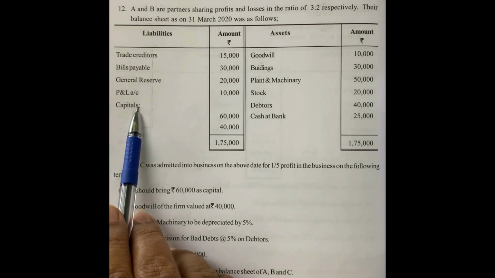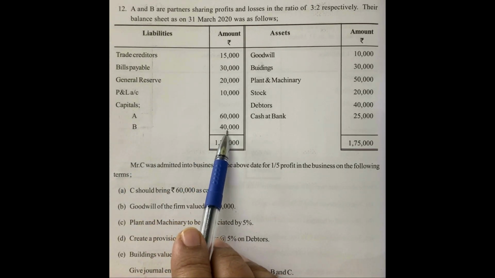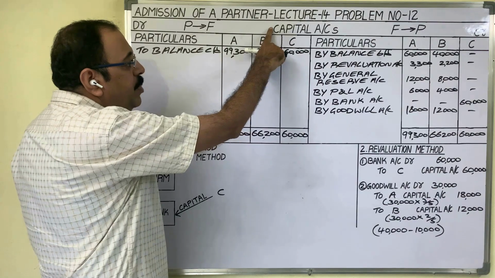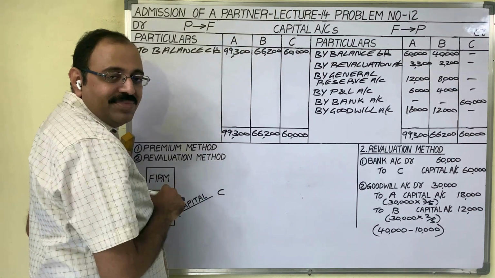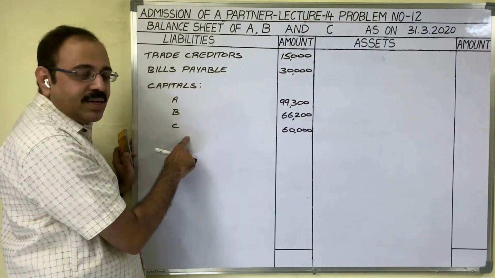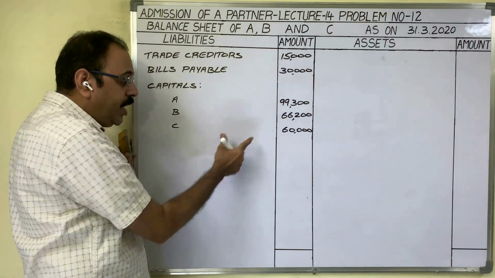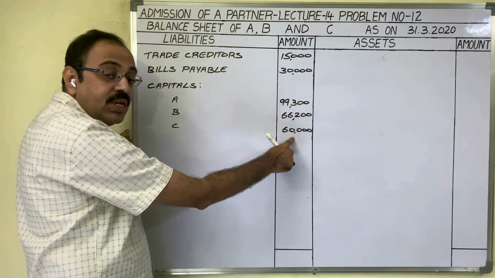There is no extra liability here. Therefore, finally we have to show the capitals of all the three partners. Don't show these amounts 60,000, 40,000. Which amounts we have to show here? In capital accounts we got answers now. These three amounts we have to write here. Capitals of all the three partners A, B, C. You can show these three amounts in inner column and total in outer column. Otherwise, you can show these three amounts in outer column.